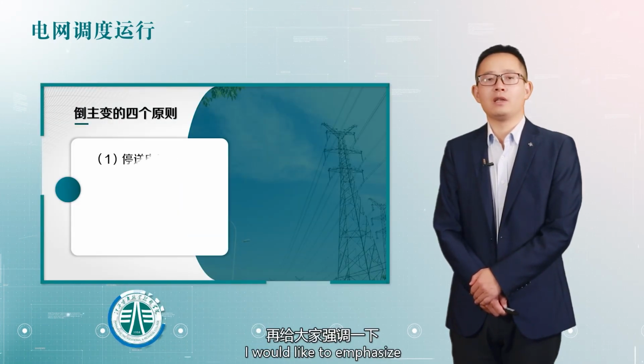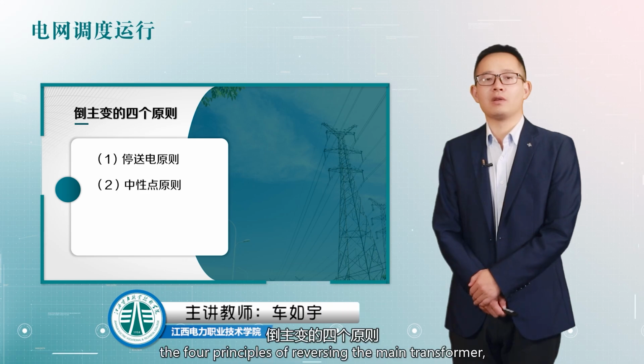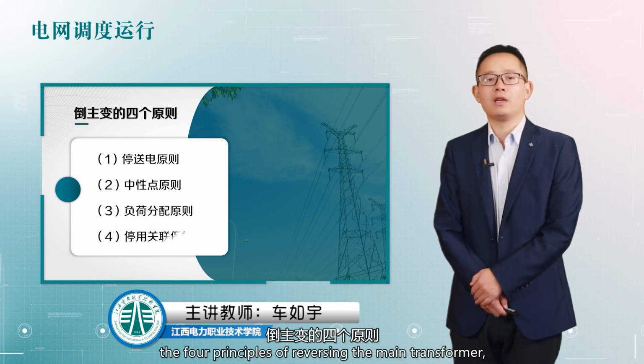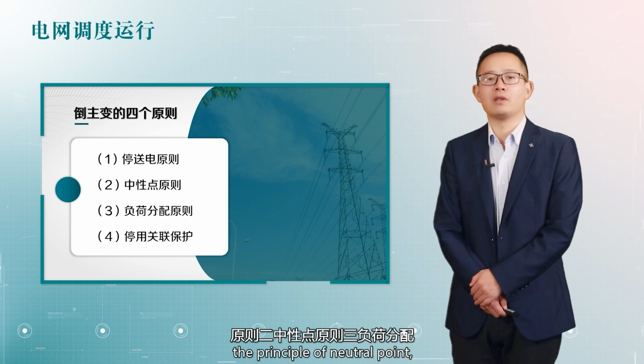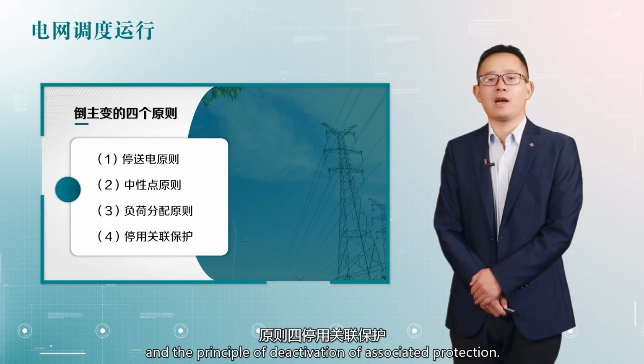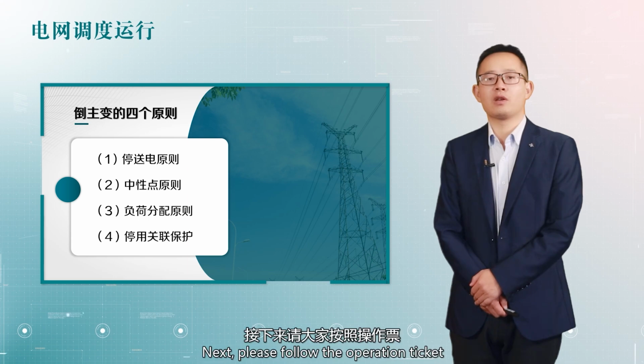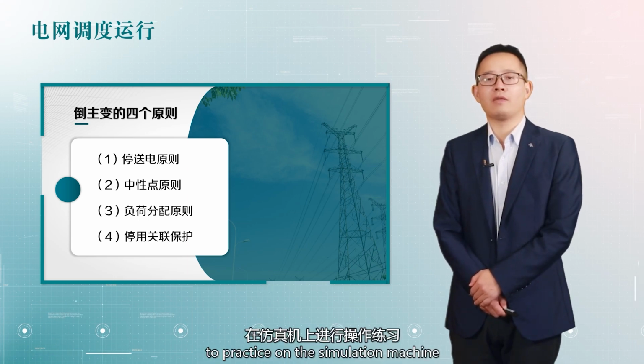Finally, I would like to emphasize the 4 principles of switching the main transformer. That is, the principle of power outage, the principle of neutral point, the principle of load distribution, and the principle of deactivation of associated protection. Next, please follow the operation ticket to practice on the simulation machine.